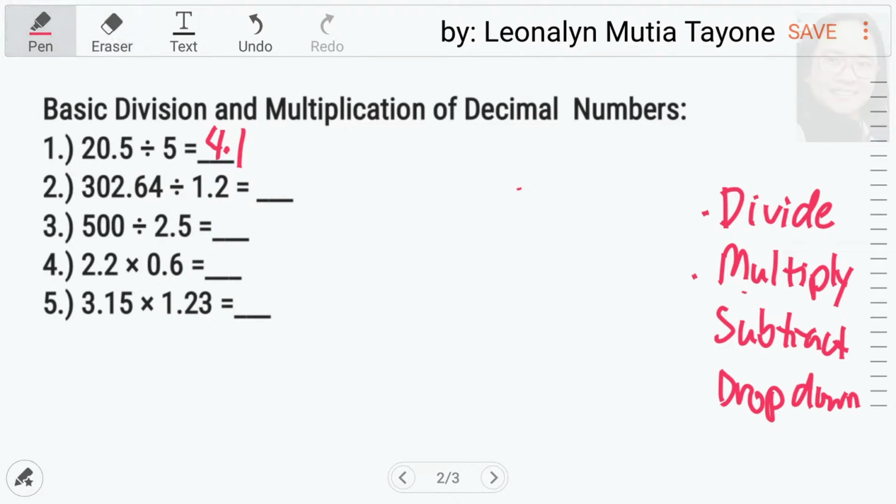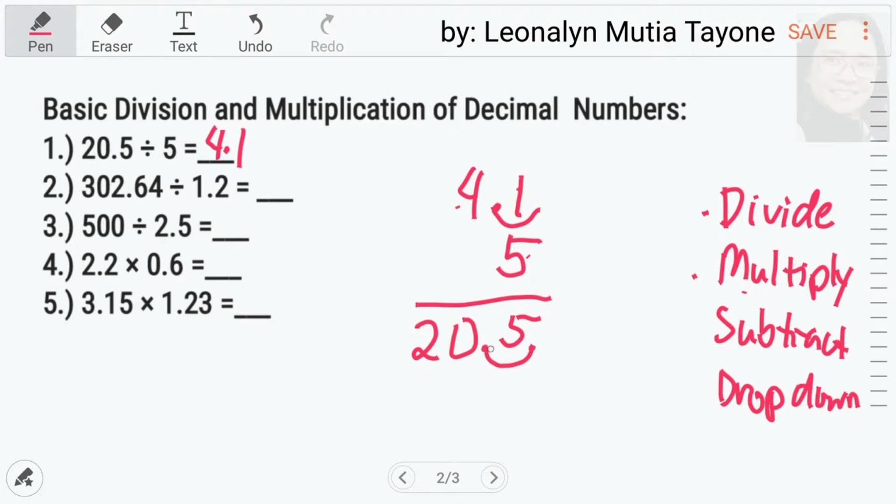Let's multiply 4.1 by 5. 1 times 5 equals 5. 4 times 5, that is 20. And the decimal: we have one place of decimal here, so move 1 place. So, the answer here is 20.5. Therefore, 4.1 is the correct answer.